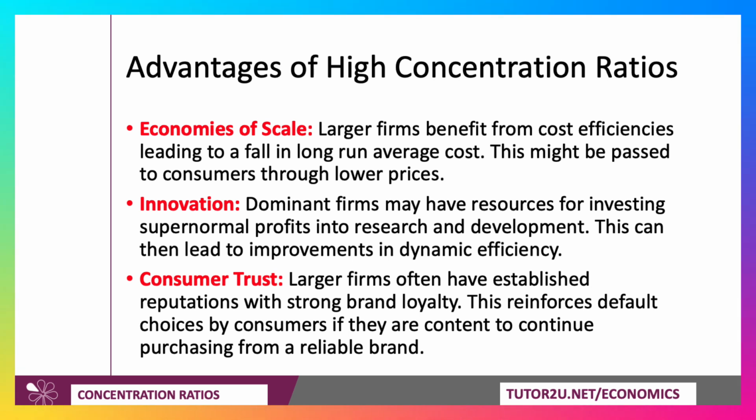The bigger firms have scaled and they can benefit from cost efficiencies. Their average costs go down in the long run, and this might be passed on to consumers through lower prices. So gains in consumer surplus, potentially. Dominant firms are often very profitable. They have the resources for investing their supernormal profits into R&D, and that can lead to improvements in dynamic efficiency.